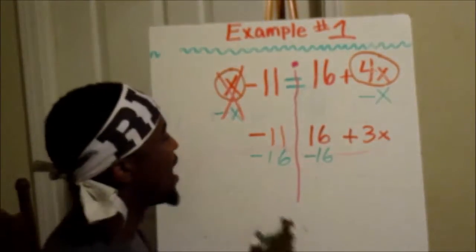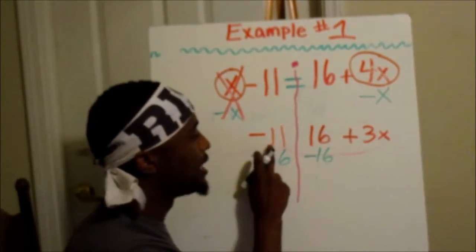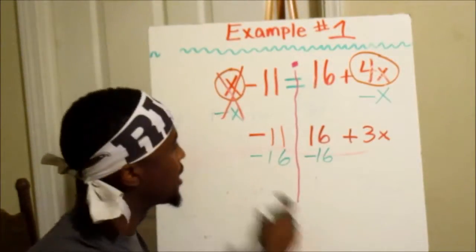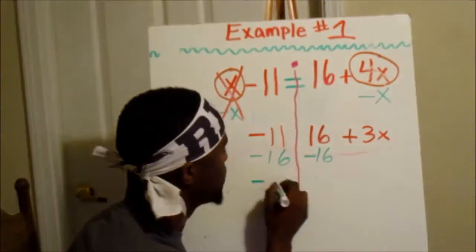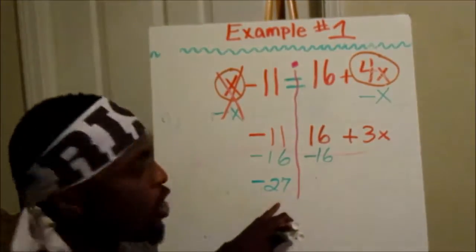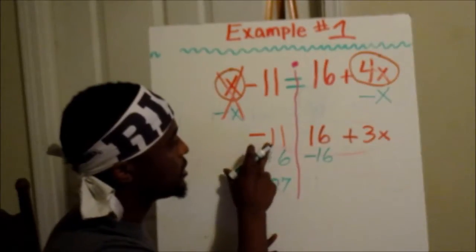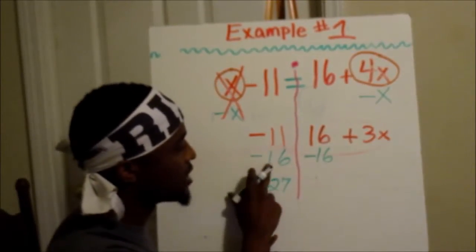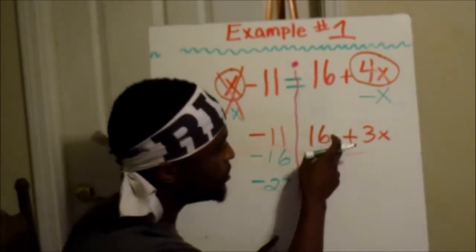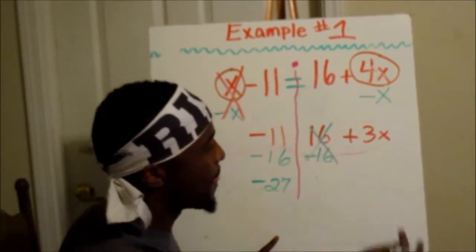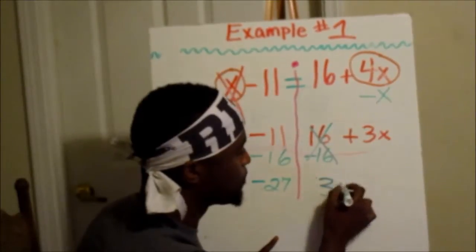Alright, and now we do our math. Negative 11, and I'm taking away another 16. So I'm going to go deeper into the negative. So that'll leave me with a negative 27 on the left side of the equation. Because negative 11, subtract 16, I'm going to get negative 27. On this side, positive 16 minus 16, those two cancel each other out. So I'm just left with my 3x.